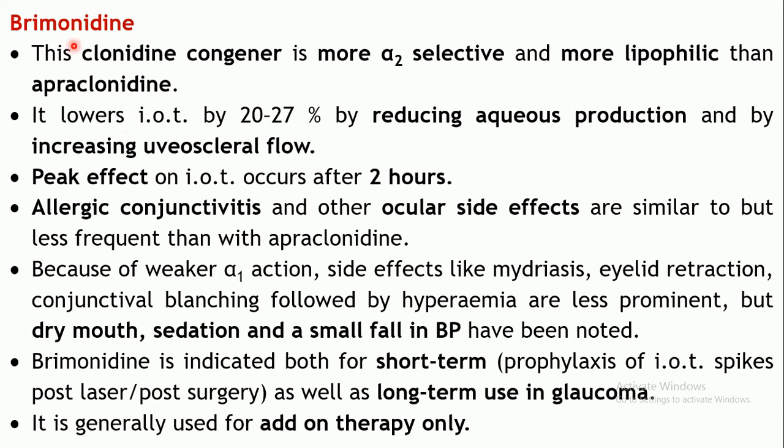The next drug is brimonidine. This is again a clonidine congener which is more selective towards alpha-2 receptors, and it is more lipophilic as compared to the previous drug, that is apraclonidine. It helps in lowering the intraocular tension by 20 to 27% by reducing the production as well as increasing the outflow. Uveoscleral outflow is also promoted and the aqueous production is also reduced. So that's how it is helping in reducing the intraocular tension.